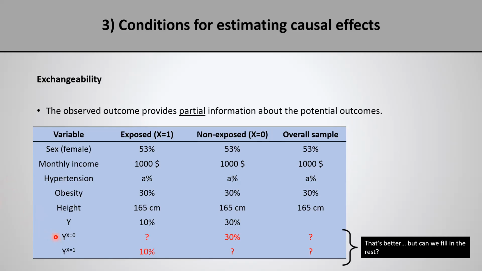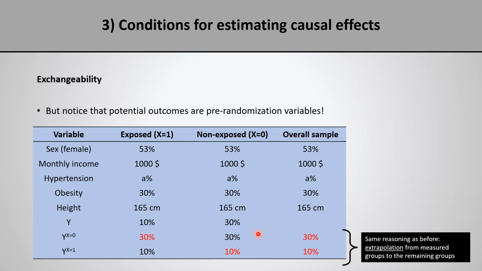So we can fill in the potential outcome under no exposure for the non-exposed subgroup because for this subgroup, this is the observed outcome. And we can apply the same logic to fill in the potential outcome under exposure by copying the value we observed in the exposed group. So that's better. We managed to fill in two question marks, but what about the rest?